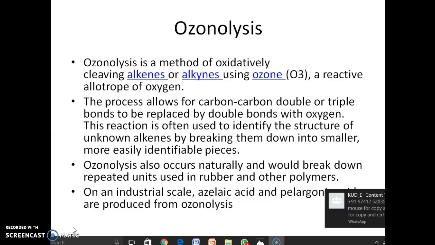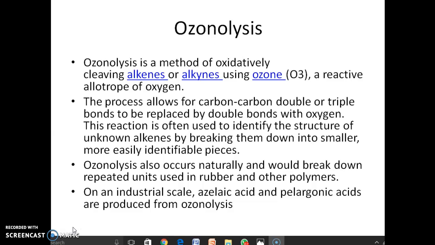As we know, ozone is a reactive allotrope of oxygen which is used in the method of oxidatively cleaving alkenes and alkynes. This process allows the carbon-carbon double or triple bond to be replaced by double bonds with oxygen. This is often used to identify the structure of unknown alkenes by breaking them down into smaller or more easily identifiable pieces.